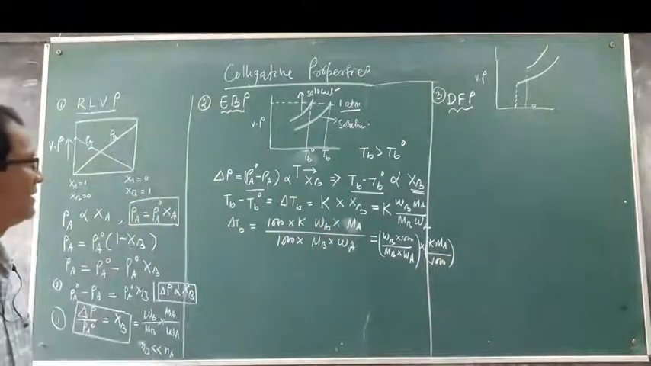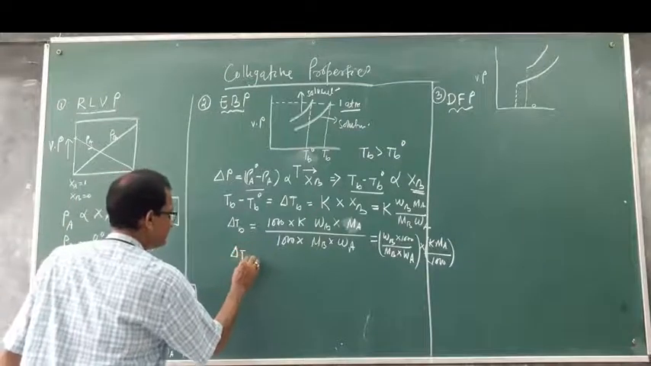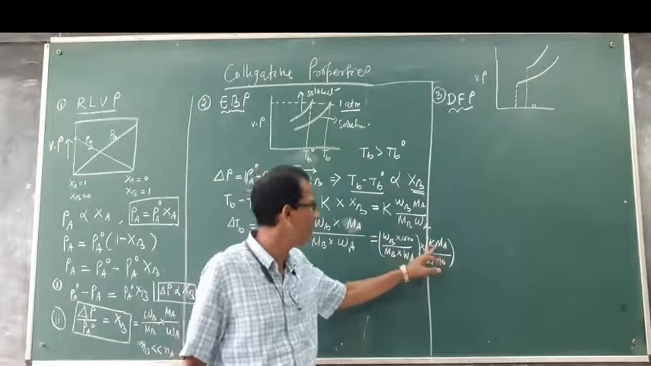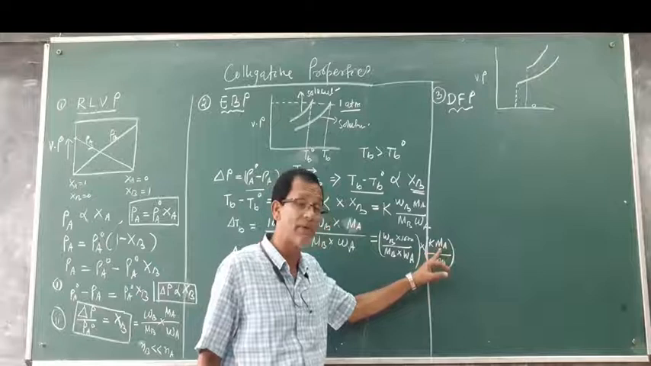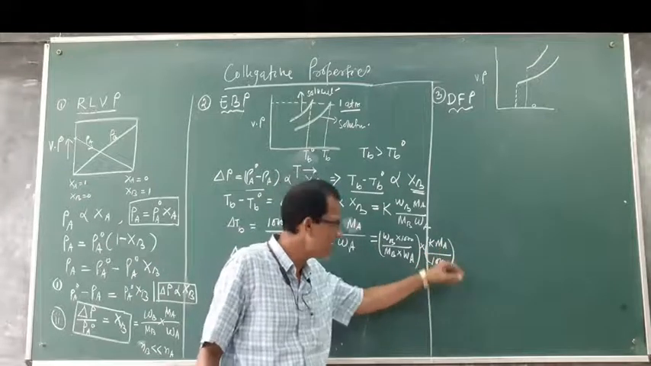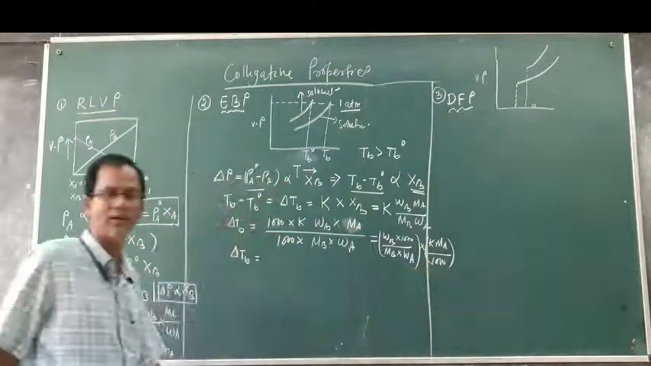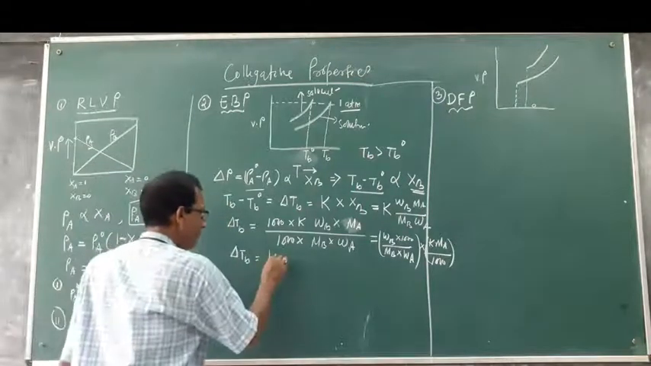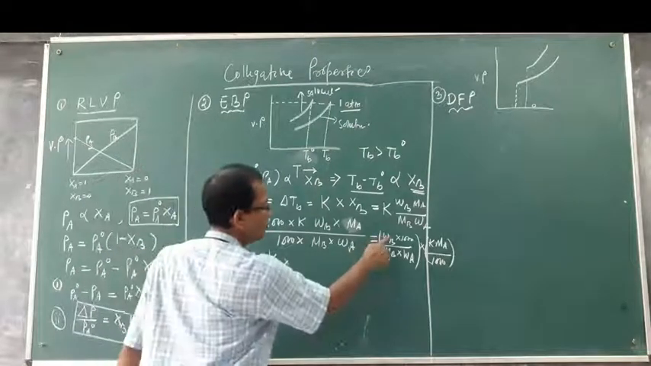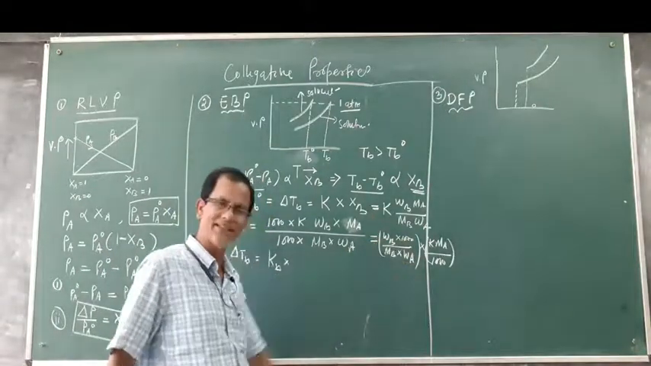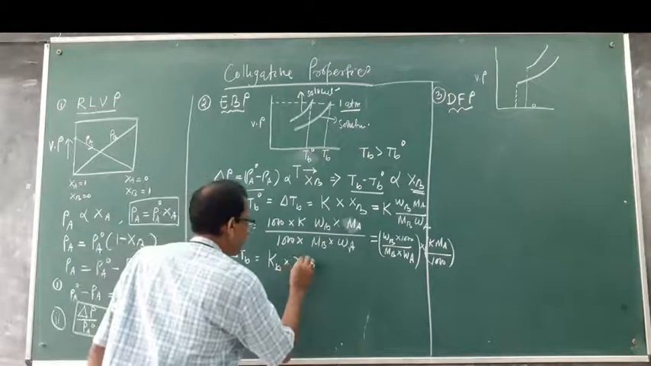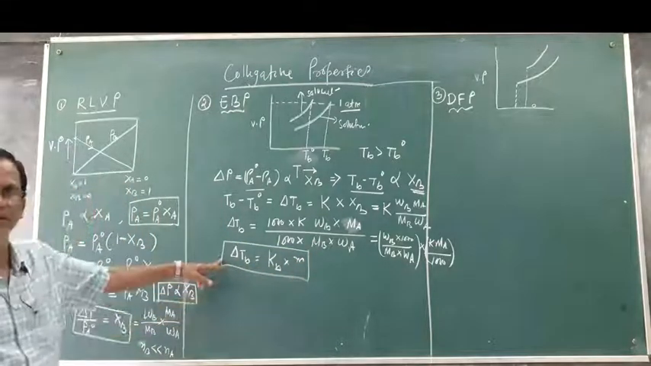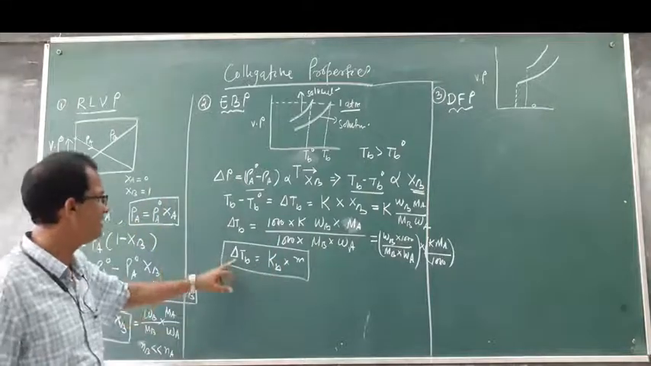This is the second part. Now del TB is equal to this formula, K, MA, 1000. K is a constant. MA is the molar mass of solvent, and 1000 is a constant. All are constants. Taking all together, it will be a new constant, that is written as KB. KB into what is left? WB by MB into WA 1000. What is this? That is molality, small m. Now we got a derivation. Del TB is equal to KB into m.